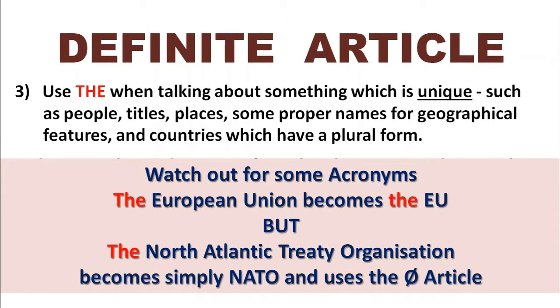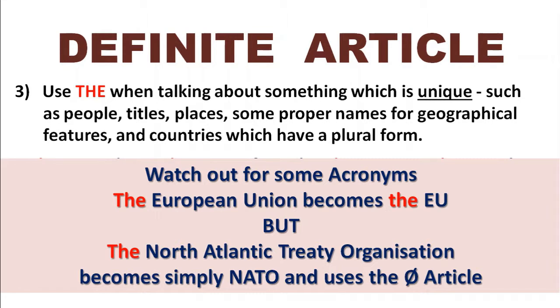These are acronyms. So the acronym for the European Union is the EU. And again, we say the European Union and the EU. But for example, with the North Atlantic Treaty Organization, we say the North Atlantic Treaty Organization. But when we turn it into an acronym, NATO, we don't use the definite article. It becomes simply NATO. NATO did this. I'm going to see someone from NATO. We don't use the definite article. So you need to be a little bit cautious when using acronyms.